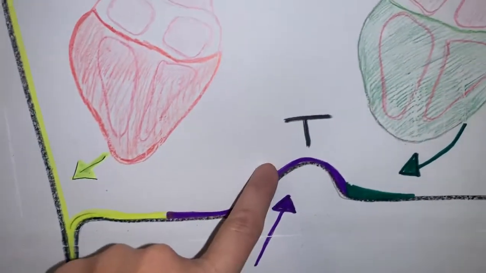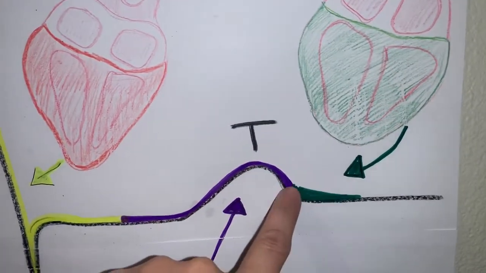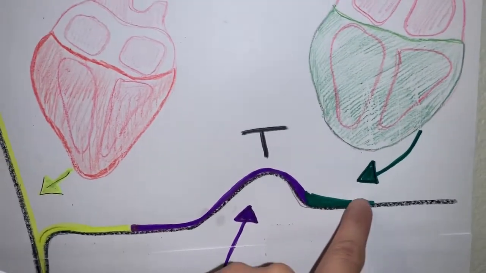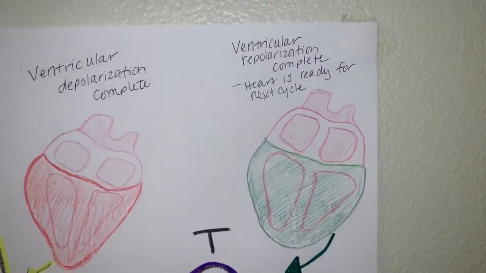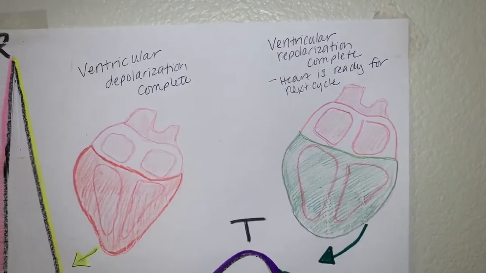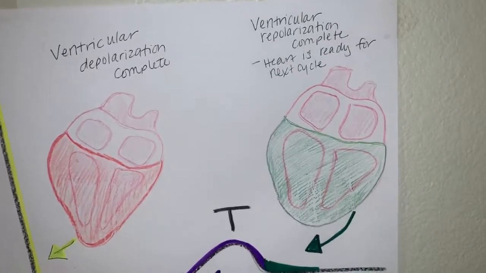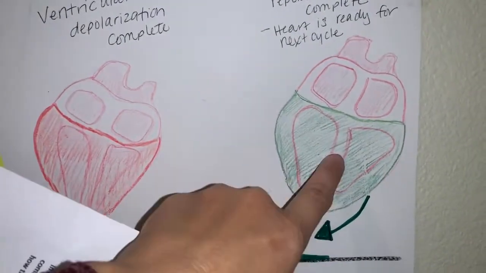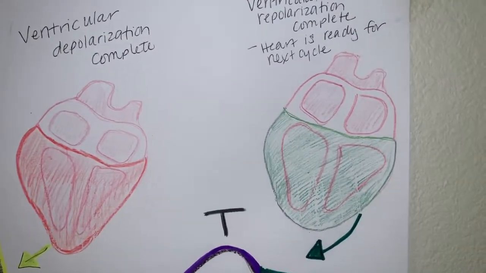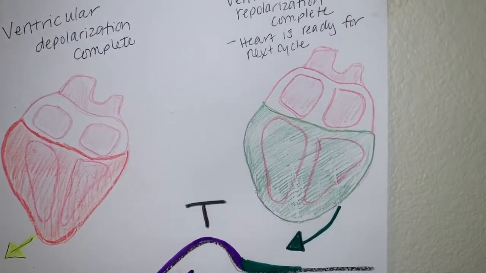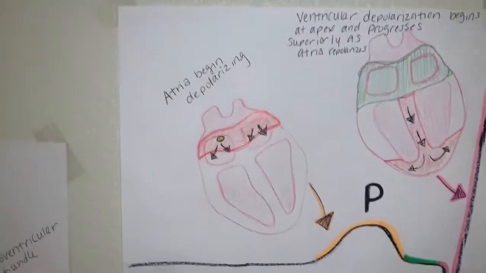And then the last stage that we're going to see is this green right here, which is like the downward end, the last end after the T wave. And this is when our ventricular repolarization is complete. So our heart now is going to be completely at rest because our ventricles are at rest and our atria are at rest. So when it happens, the heart is ready for the next cycle and ready to start again. And then we come basically right back here to the P wave.